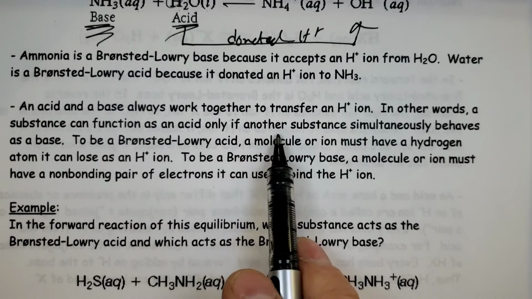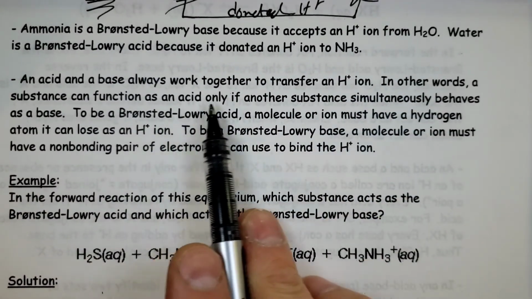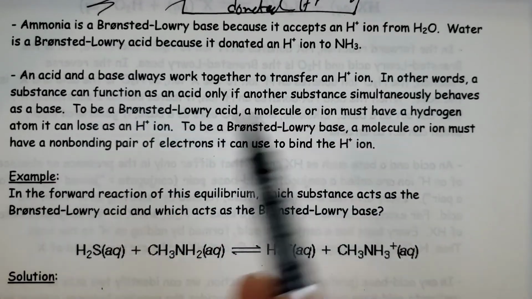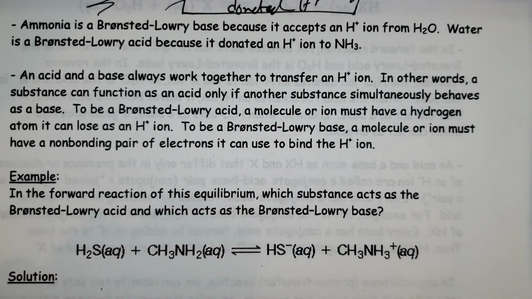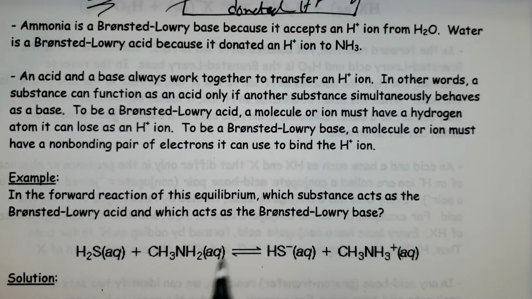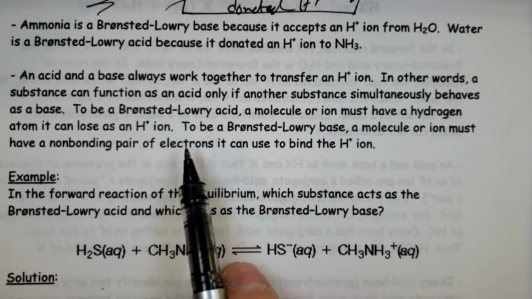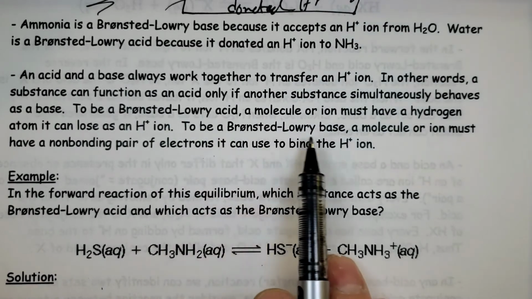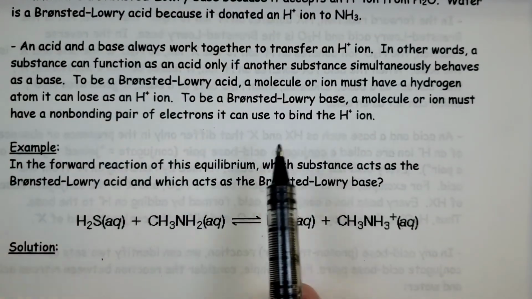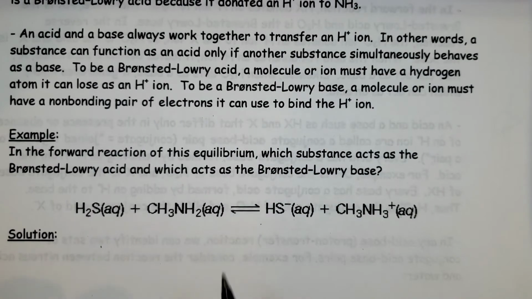An acid and a base always work together to transfer an H+ ion. In other words, a substance can function as an acid only if another substance simultaneously behaves like a base. So if you give up something, you have to receive it. It's like a transfer of money, or a transfer of the hacky sack or foot bag like I talked about. To be a Bronsted-Lowry acid, a molecule or ion must have a hydrogen atom to lose as an H+. To be a Bronsted-Lowry base, a molecule or ion must have a non-bonding pair of electrons. It's those non-bonding pairs of electrons that attract that H.